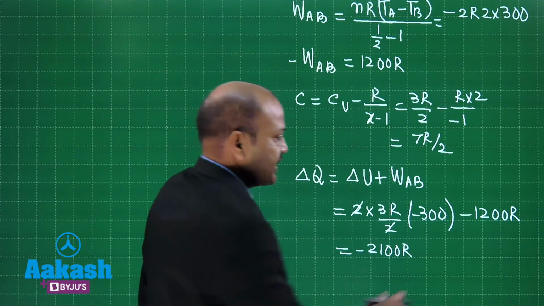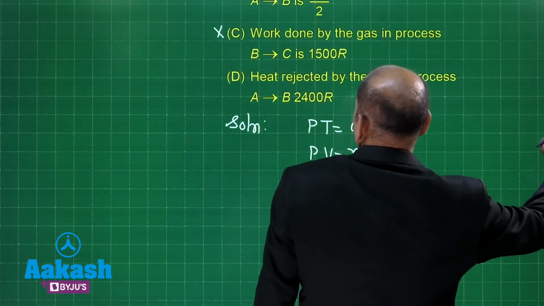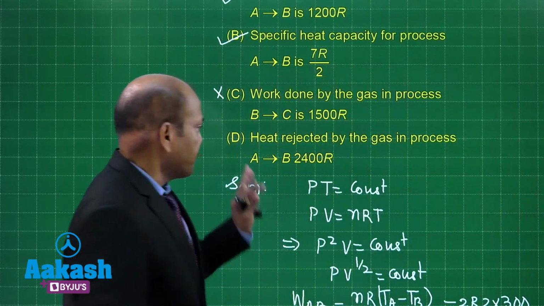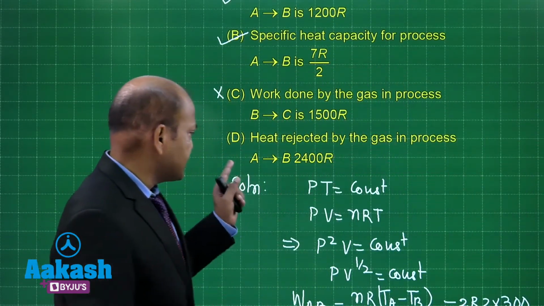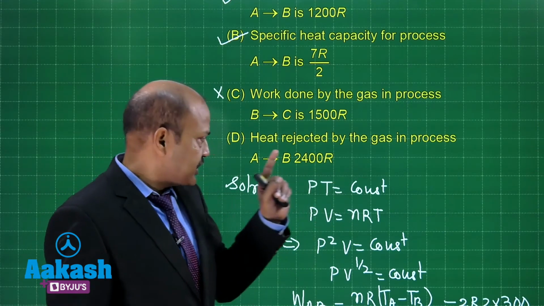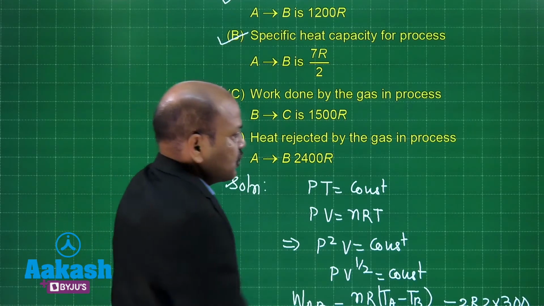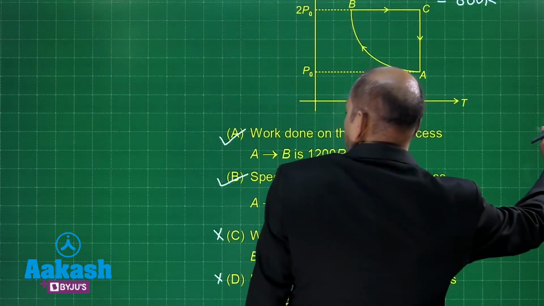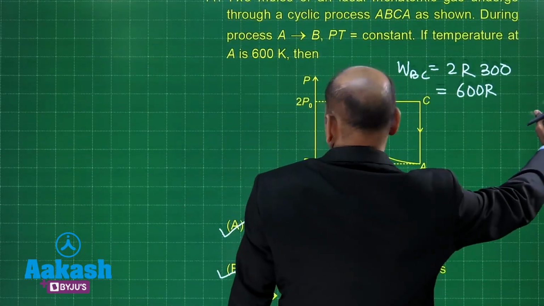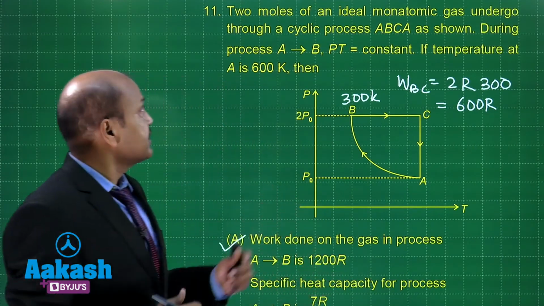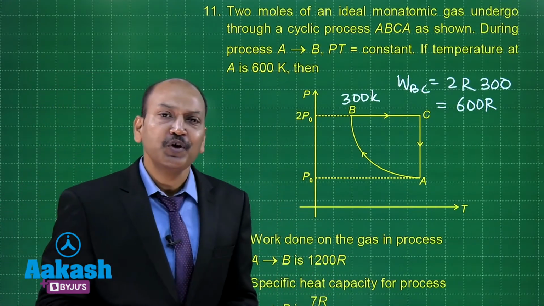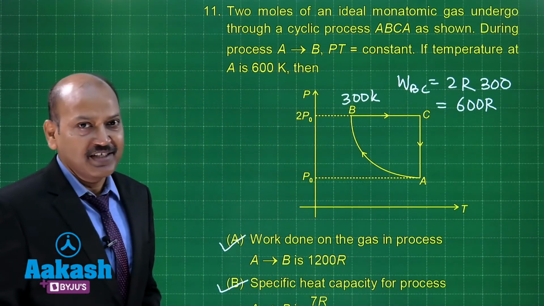Let us now check the last option. The last option said heat rejected by the gas in the process AB is 2400 R. So, it is not matching and this is incorrect. So, what we find is for this particular question, options A and B are correct, and the question is done, and it is now time to go to the last question of this section.